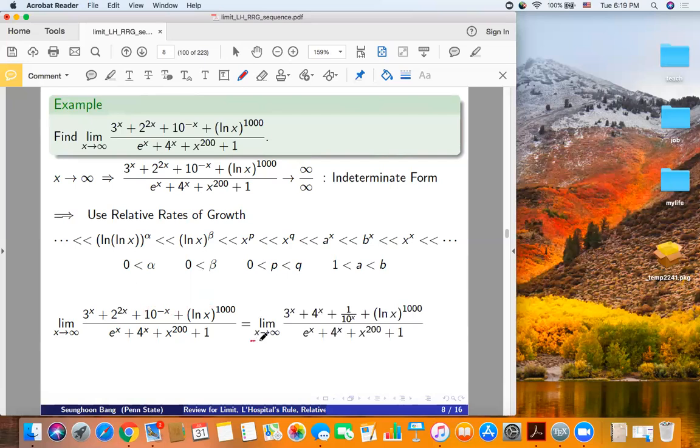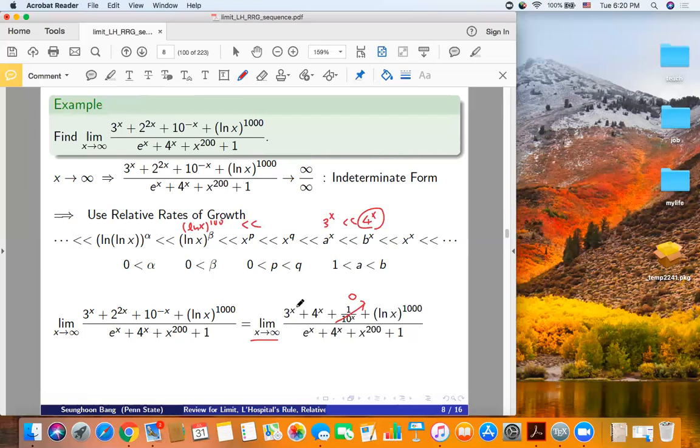As the x value approaches infinity, what happens to 1 over 10 to the x? It approaches 0. Next, we have three things: 3 to the power x, 4 to the power x, and ln of x to the power 1000. You can use relative rate of growth to see which is growing faster. The 4 to the x is growing faster.